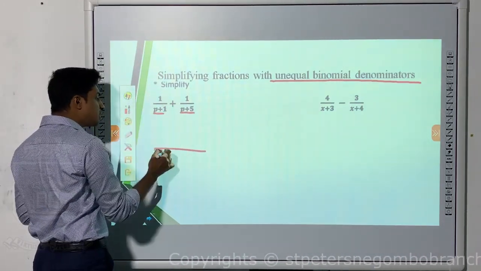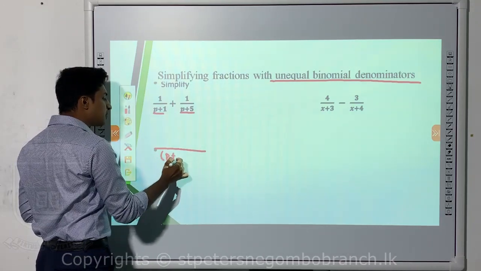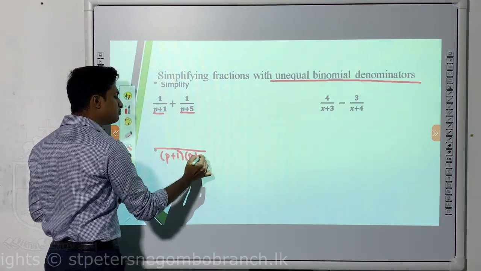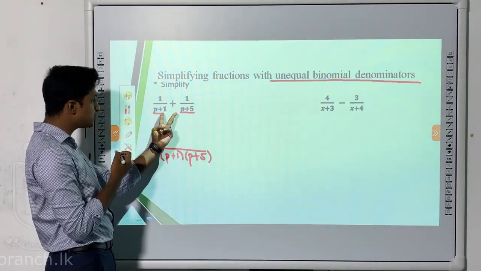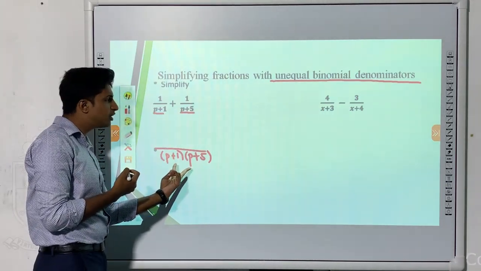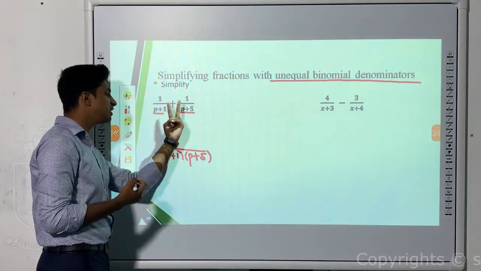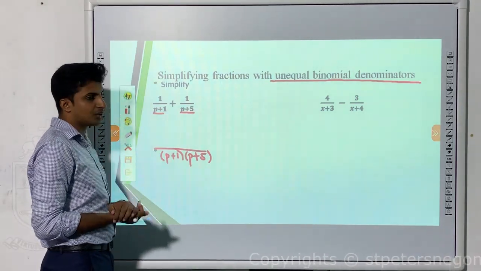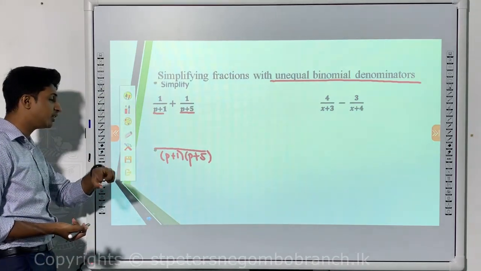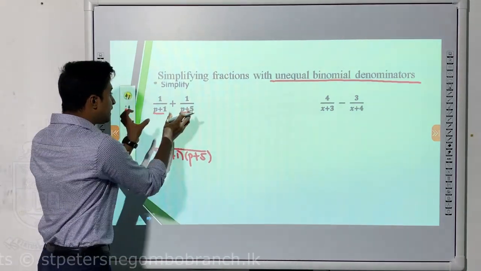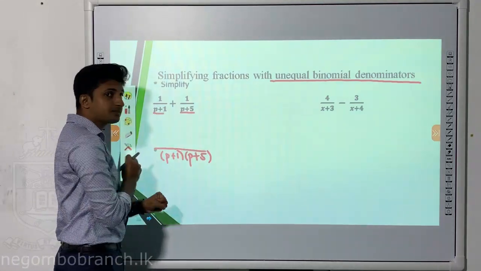Right? So take the two terms, p plus 1 and p plus 5. Both the terms I am going to take. If you take the least common multiple of these two, you will get this answer. But no need of that. Here I have p plus 1, here I have p plus 5. So I am taking both down. Okay. When you have to simplify fractions with unequal binomial denominators, always remember, take every denominator together.